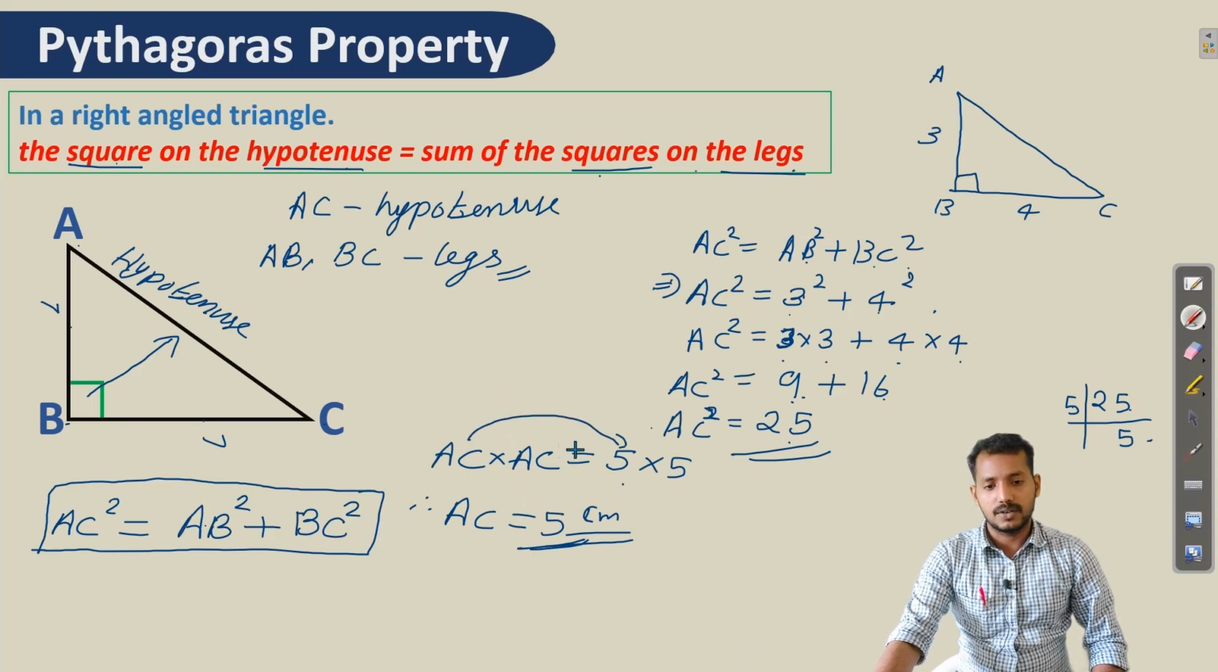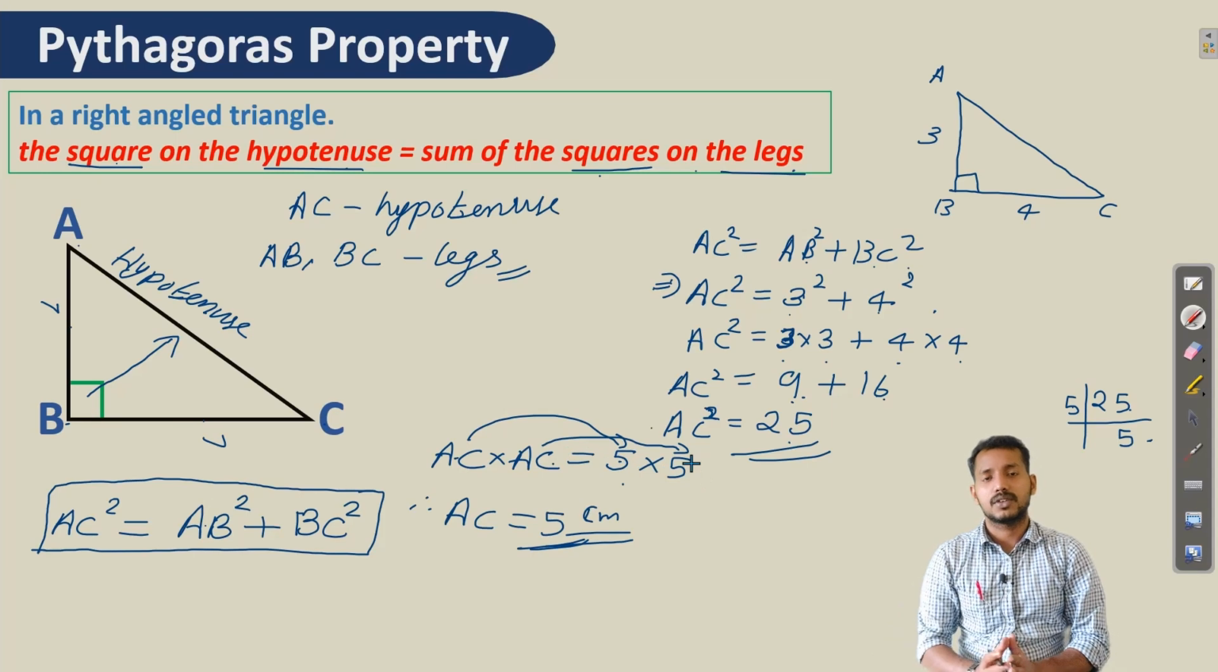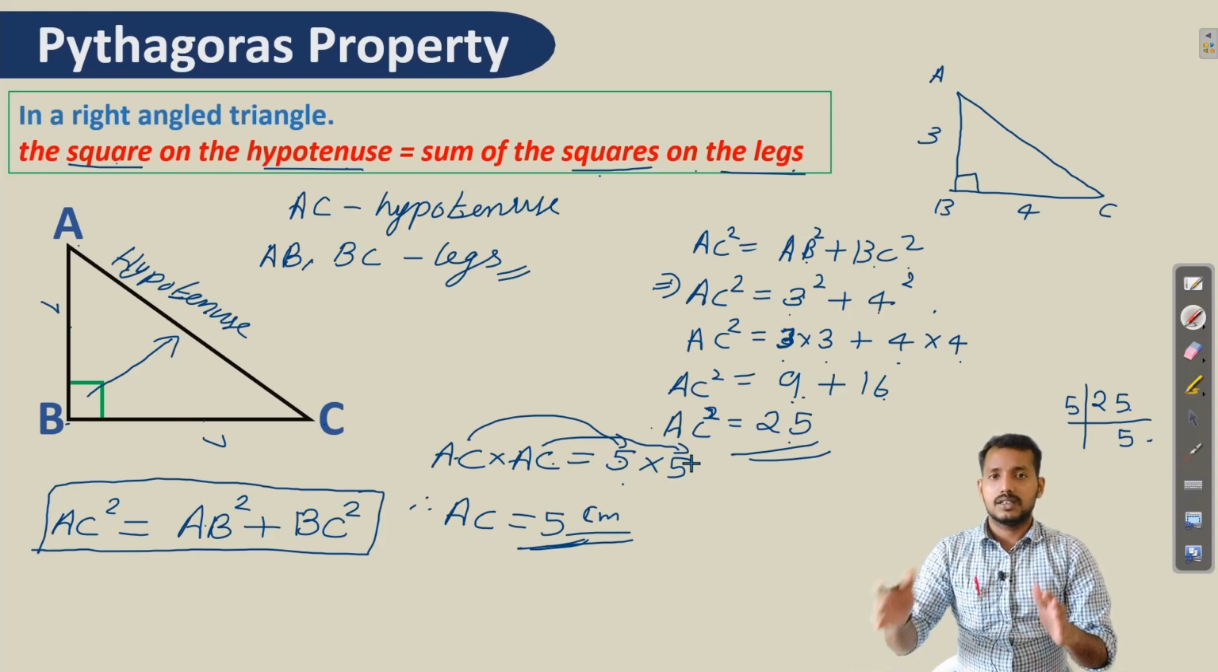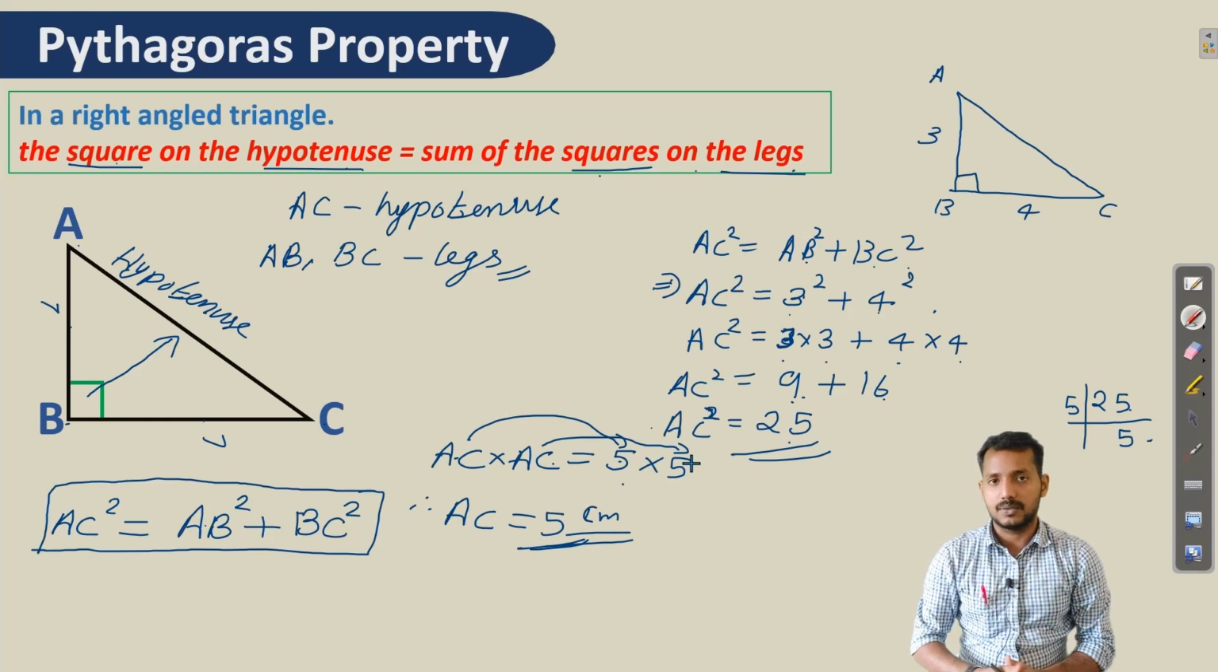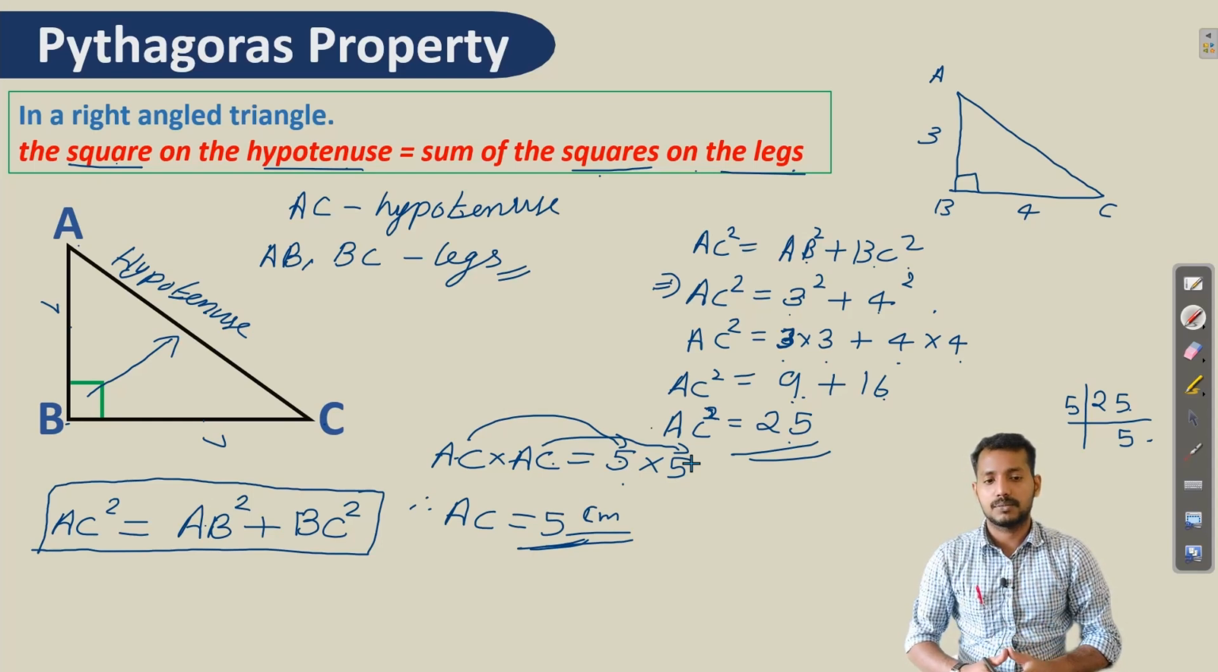Because one AC is 5, another AC is 5. So AC into AC becomes 5 into 5. So this is the way we can find the unknown side of a right-angled triangle if any two sides are given, by using the Pythagoras property.